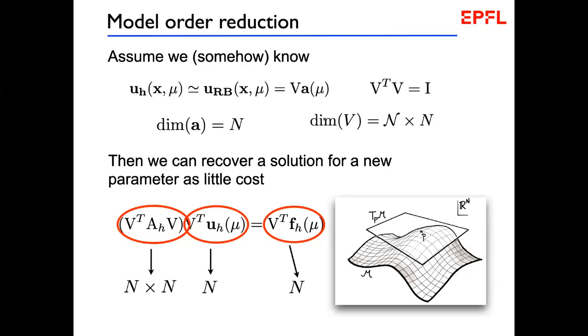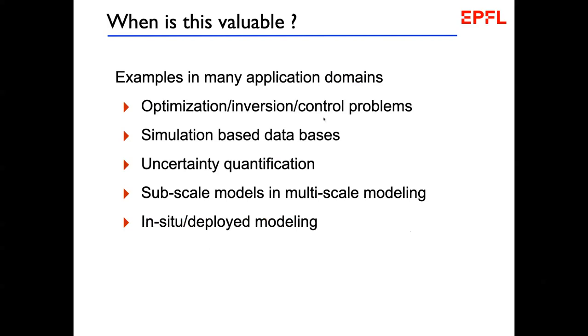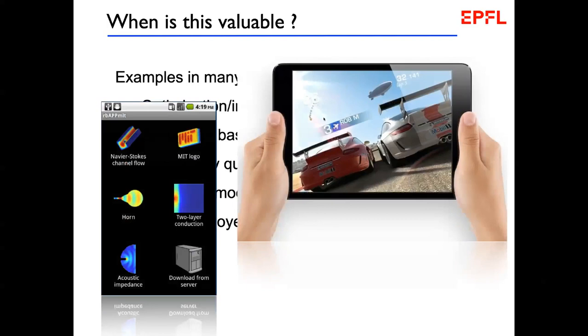So this is the basic idea of reduced space methods, as you can see them in many different places. Now, why would you want to do that? Well, any problem where you need to solve the parameterized PDE: optimization, control problems, databases, uncertainty quantification. It's also been used as subscale models in multi-scale modeling and many other situations. In particular, if you want to solve something on a deployed platform, computer graphics for instance, then there are clear benefits, because you have only a limited amount of computational resources. So that's the basic idea of a reduced order model.